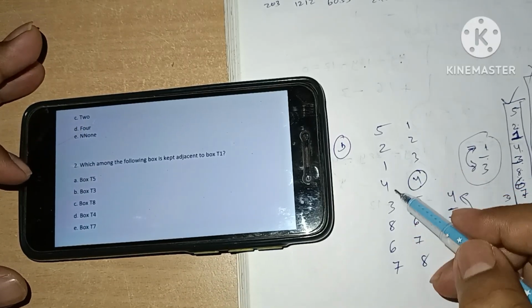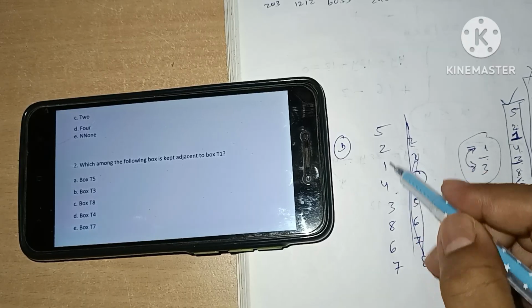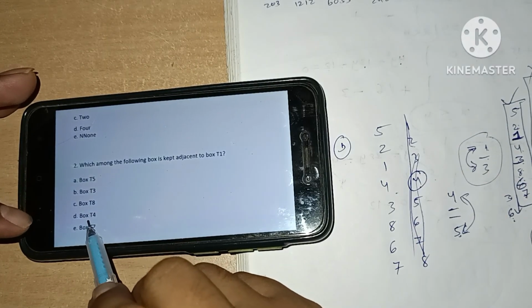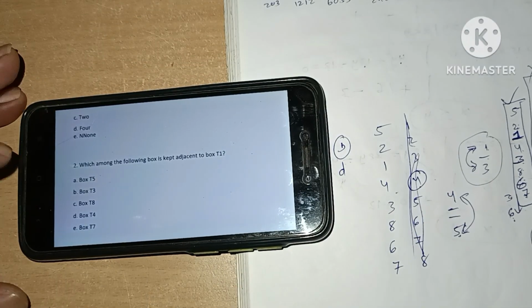Next question: which among the following boxes is kept adjacent to 1? Adjacent to 1 is 2 and 4. Adjacent to 1 is 2 and 4. So the answer, only D is given. 4 is given here. So option D is our answer.